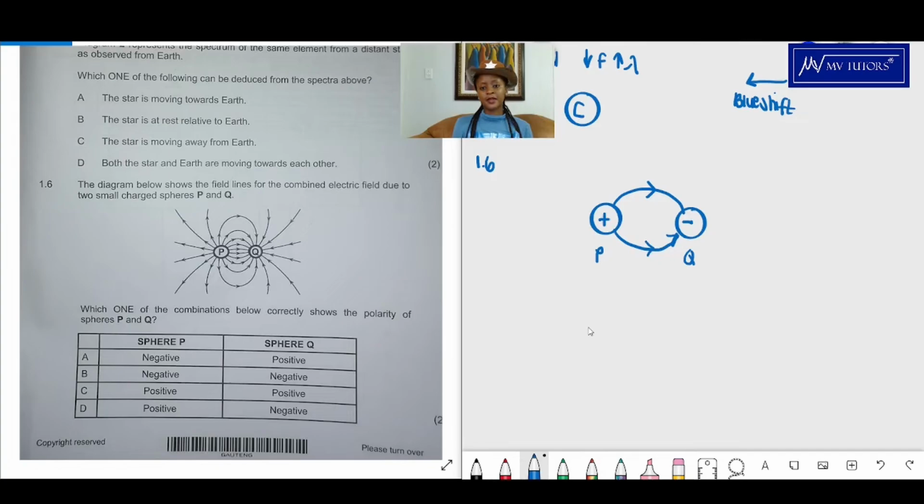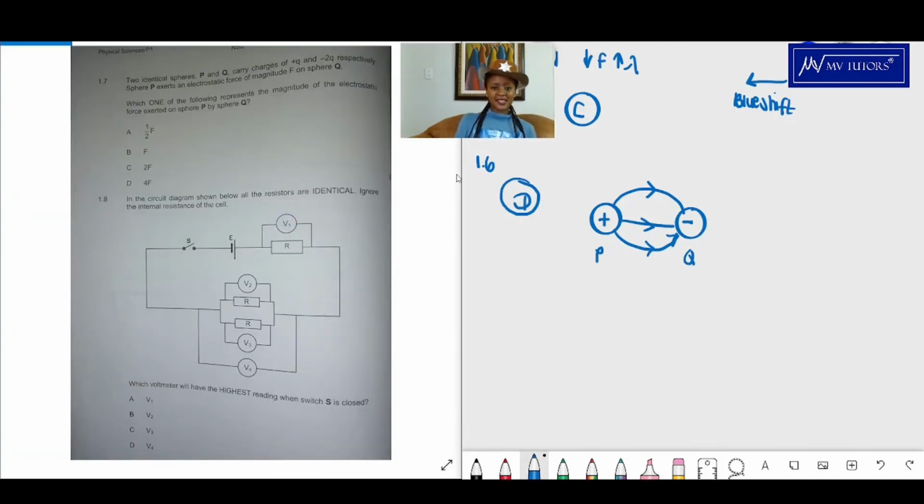Yeah, so what is happening? Which one of the combinations below correctly shows the polarity of spheres P and Q? So we know P has to be positive, so we're looking at the options C and D. And then Q is negative, so our answer is going to be D, because both of them can't be positive, or else they'll repel each other. Okay, so our answer for 1.6 is D. Okay, 1.7.